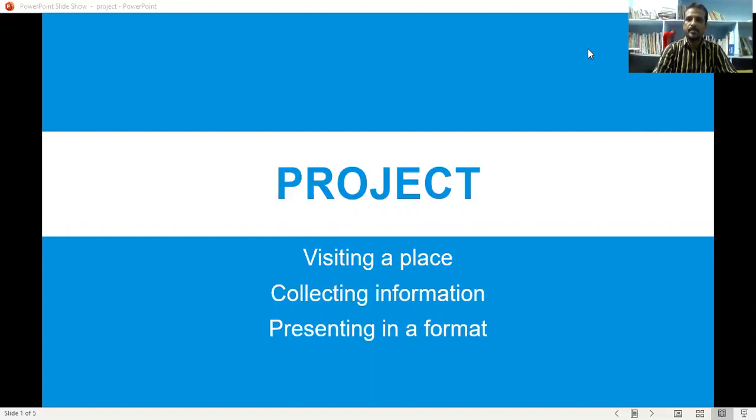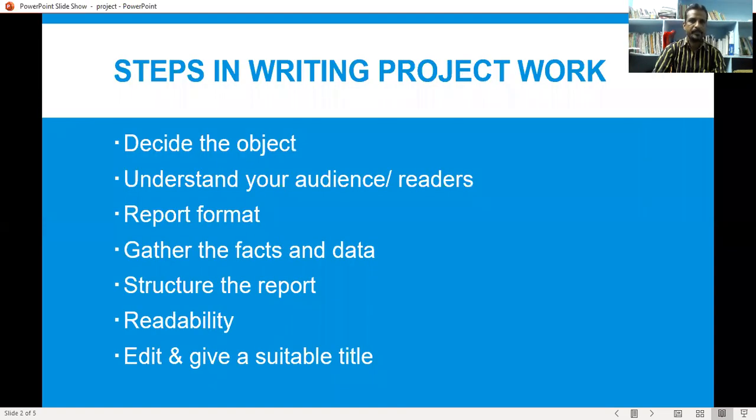So, in this process, what are the things to make a project? We have to follow these three steps, and how to do that in practical. Let us see in detail.